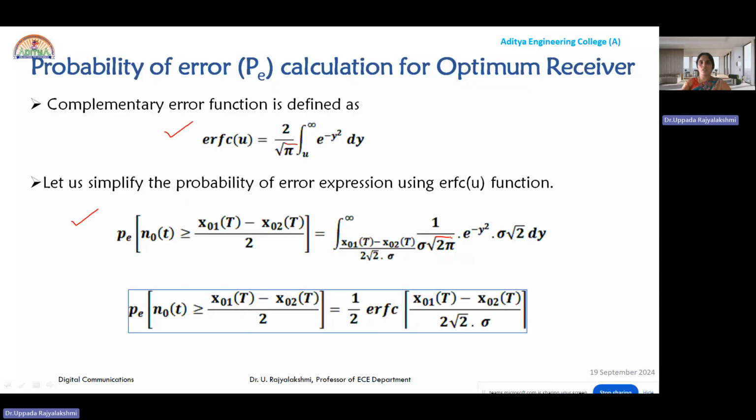So upon simplification, here you can observe that sigma root 2 and sigma root 2 get cancelled, and you will have 1 by root pi here. But to represent in the form of complementary error function, you should have 2 by root pi. So multiplying and dividing with 2, you can write the probability of error expression as half ERFC of x01 of t minus x02 of t by 2 root 2 sigma, where x01 of t minus x02 of t by sigma represents the output SNR. So this is the probability of error for negative magnitude of input.